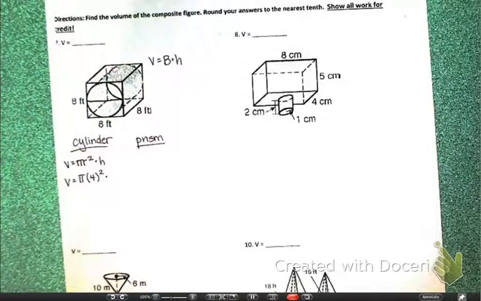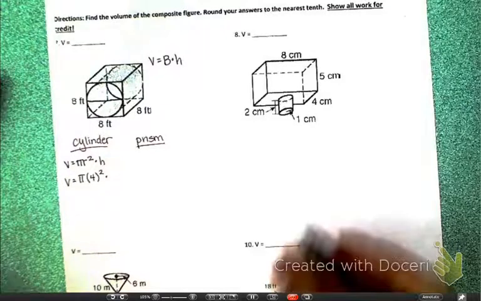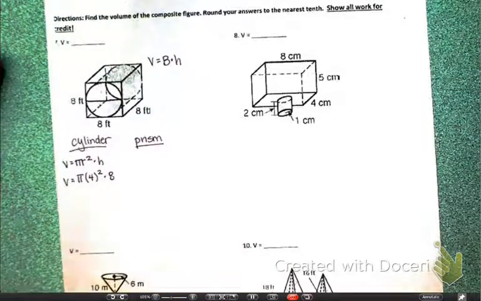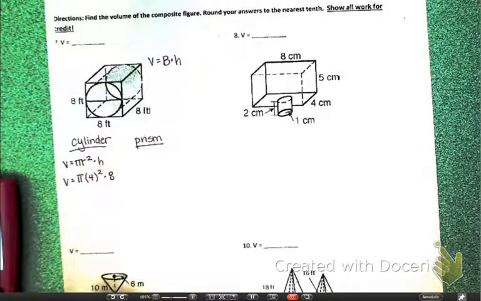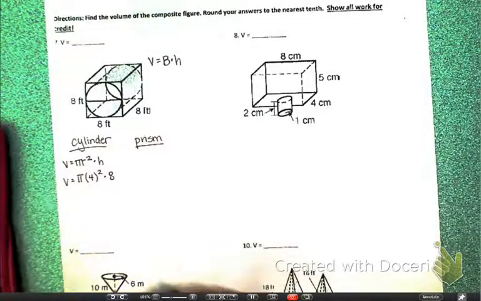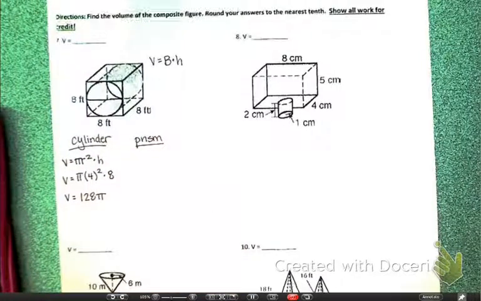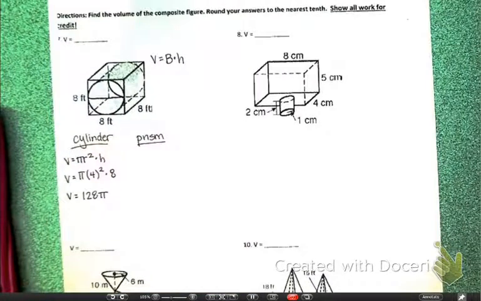And what's the height of the entire cylinder? 8. It goes all the way back, and that distance there is 8. So in my calculator, I have 4 squared, which is 16, times 8. And for right now, I'm going to leave it as 128 pi for the time being. Are we okay with that? Yes? Okay.